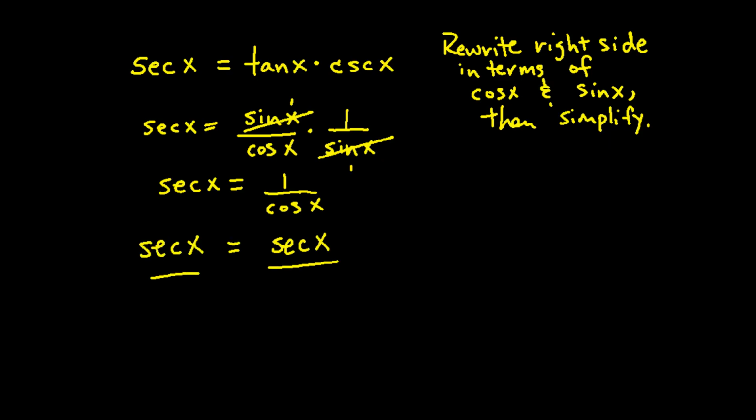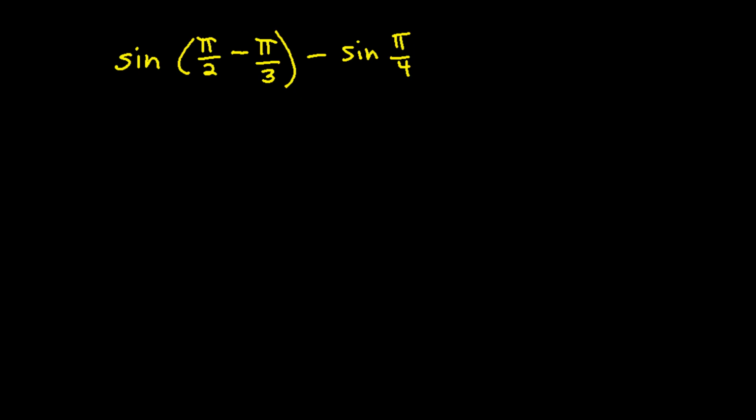So what have we determined? We have determined that this up here is an identity, meaning the left side is identical to the right side. Next, we're being asked to simplify this expression. It helps to keep in mind the unit circle values.